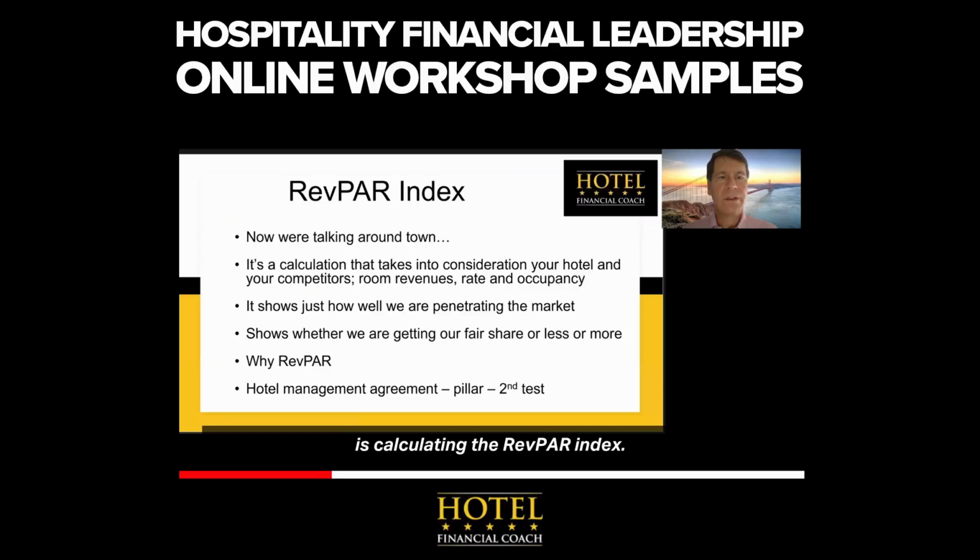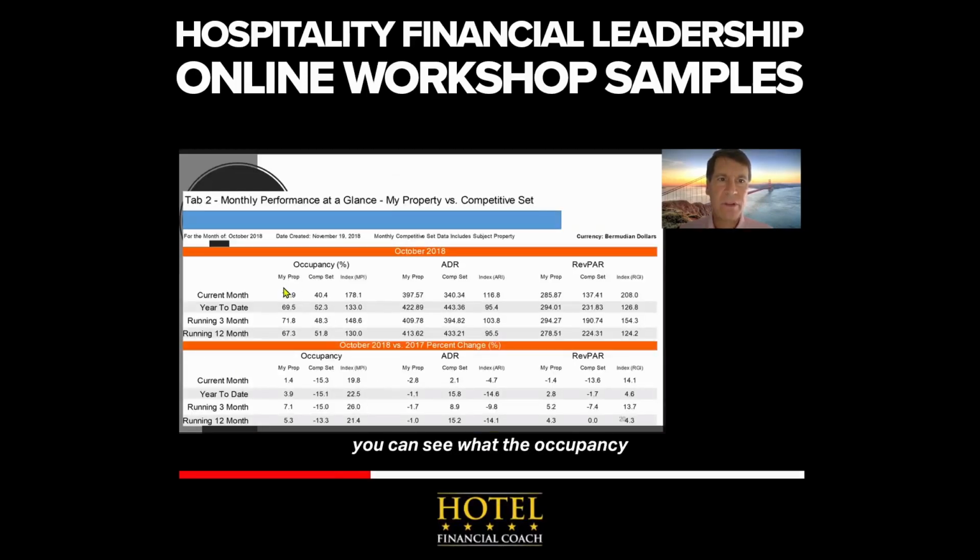The next thing we're going to talk about is calculating RevPAR index. And RevPAR index is a key cornerstone of our business. What it does is it takes into account your hotel in conjunction with your competitors to see how much of the market share you're getting. And as I mentioned in the video, you can see what the occupancy is and the ADR and the RevPAR. And these are the three key components. MPI, which is the marketplace index, and the ARI, which is the average rate index, gives you the RevPAR index when you multiply the two of those together.